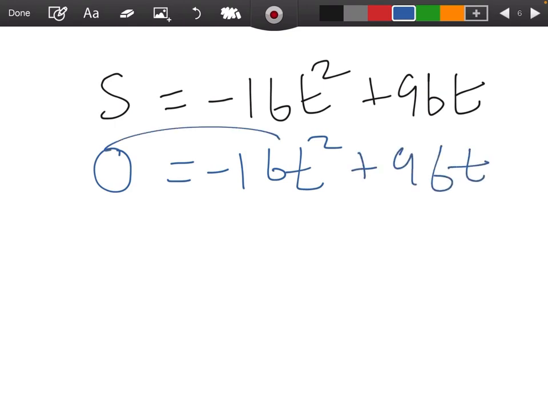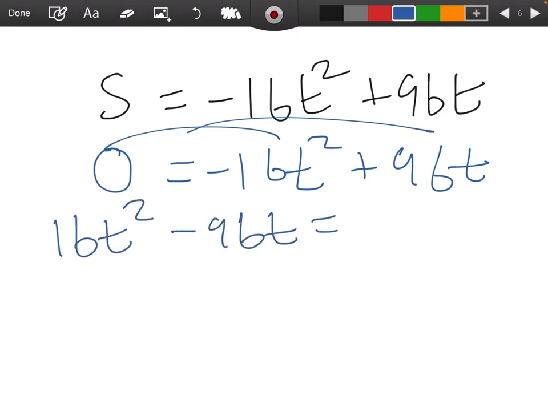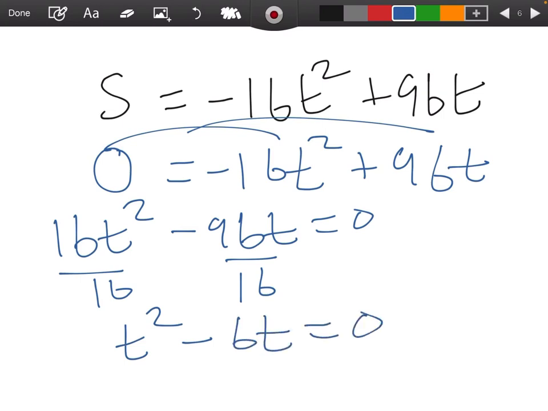So just like I did before, y'all, I'm going to move both those pieces over. 16t squared minus 96t equals 0. I'm going to divide them by 16 again. That's going to give me t squared minus 6t equals 0. Y'all, from here, we can factor out the letter t, and we have a t minus 6.